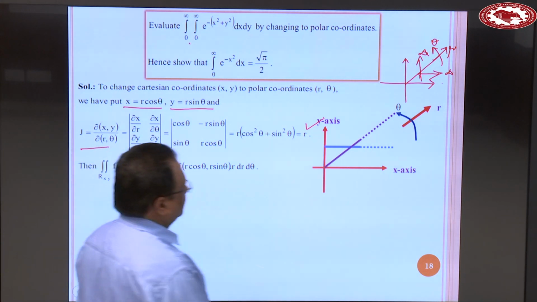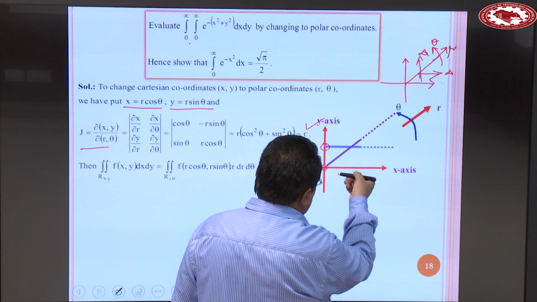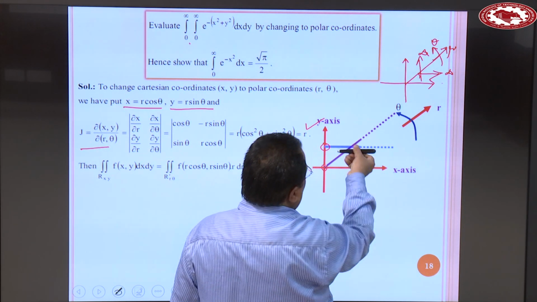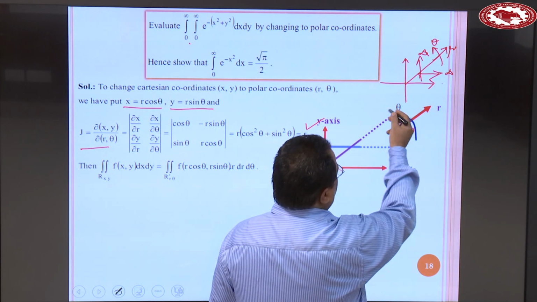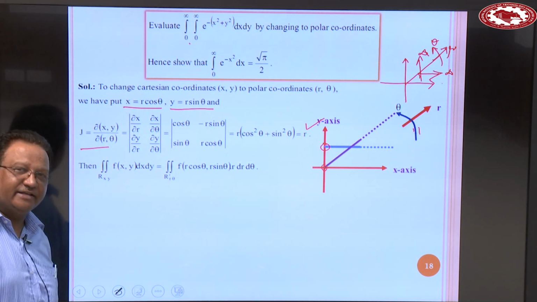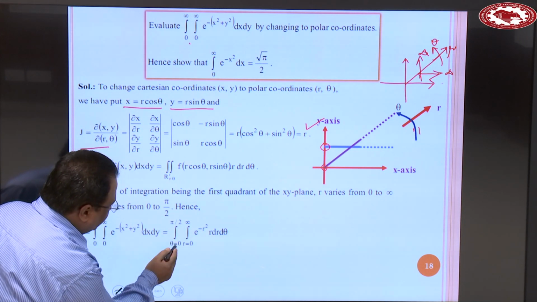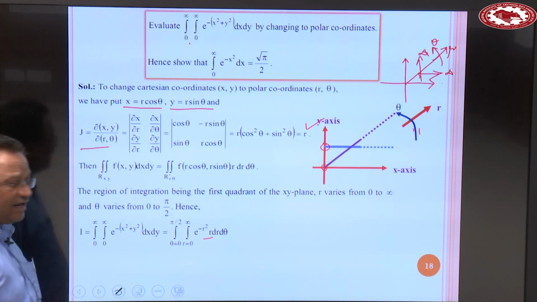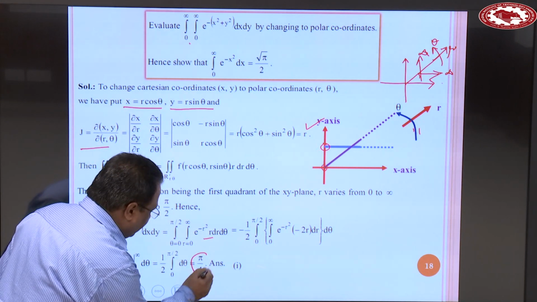So this one is 0 to infinity for x, and 0 to infinity for y. Now convert this problem to polar coordinate system, r in this direction, theta in this direction. So r varies from 0 to infinity and theta varies from 0 to pi by 2. This means the integral of e raised to power minus r square, with the Jacobian r dr d theta, and solving this you will get pi by 4.